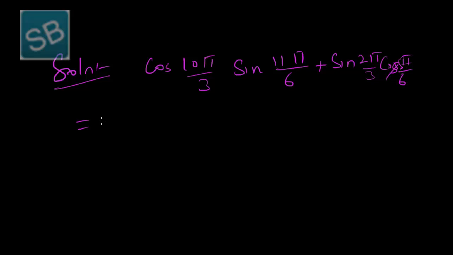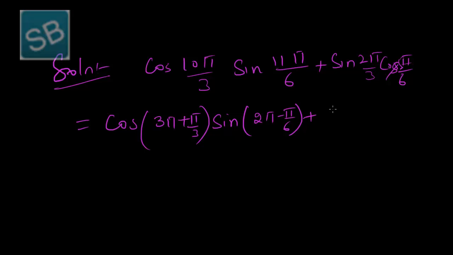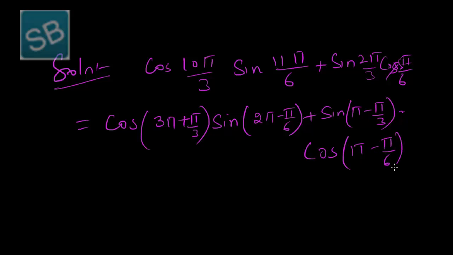That is, as we divide 10 by 3, we get 3 pi plus pi by 3. And in sin we will get, that is 11 pi, that is 12 pi minus pi, that is 2 pi minus pi by 6, plus sin 2 pi, that is 3 pi minus pi, that is pi minus pi by 3, plus into cos, that is 5 pi, that is 6 pi minus pi, that is again pi minus pi by 6.